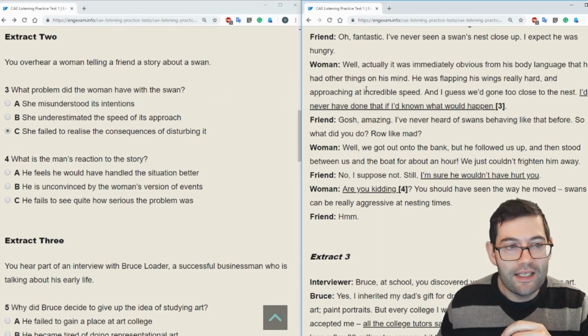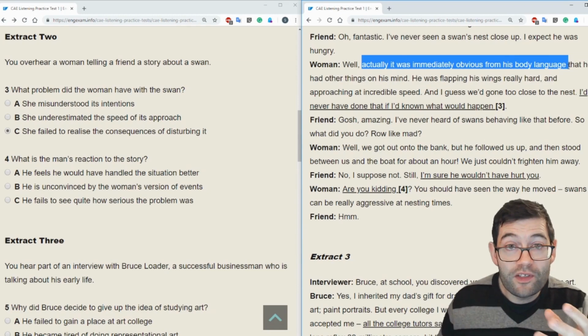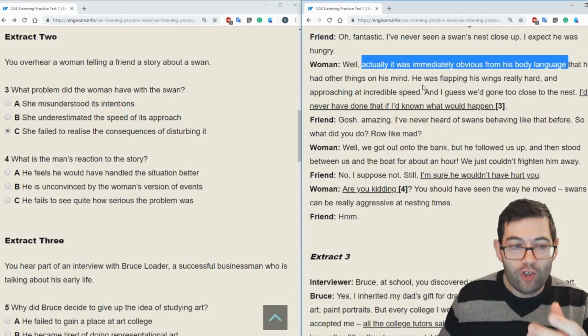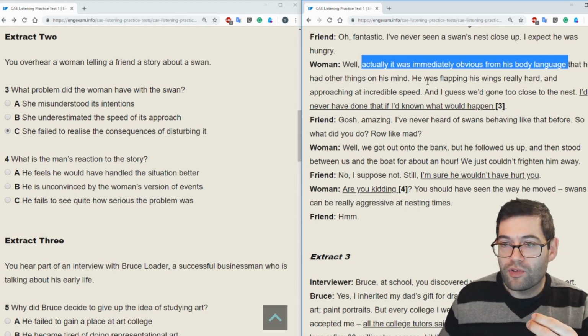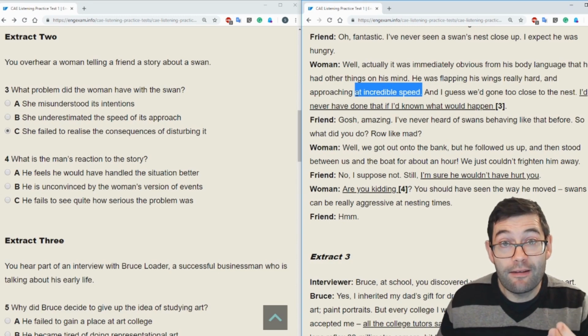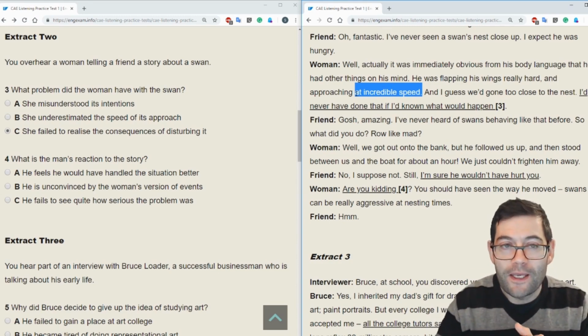Does she misunderstand its intentions? No, because she says it was immediately obvious from his body language. So there's no question of misunderstanding here. Did she underestimate the speed of its approach? No, because she says it was approaching at incredible speed. So the text directly goes against A and B.